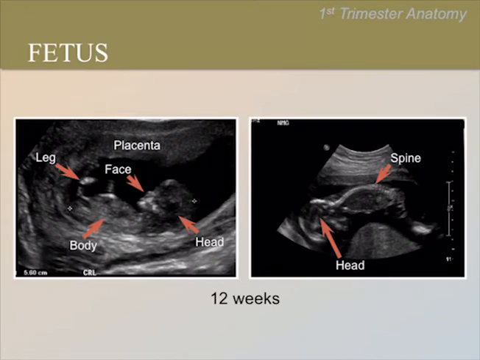Here, we have labeled the structures to make them more obvious. Note the placement of the calipers in the left image that measure the crown rump length. This image is taken at 12 weeks gestation.